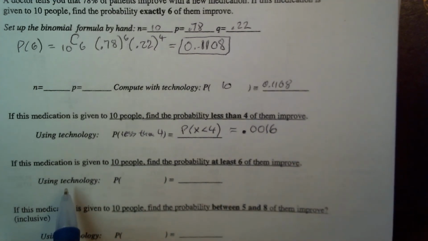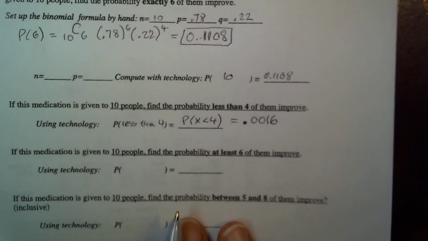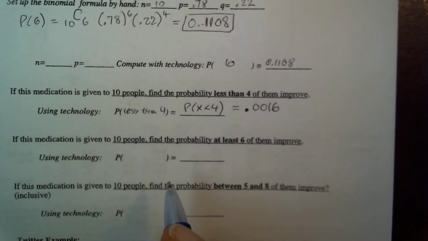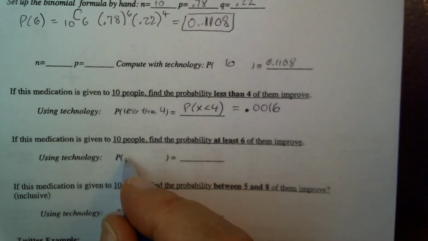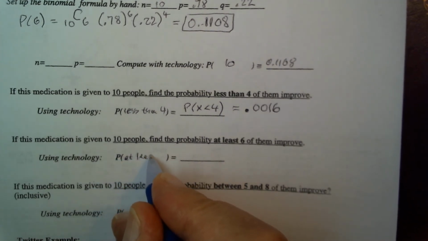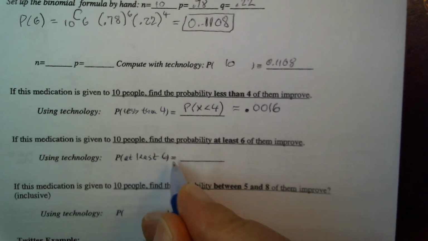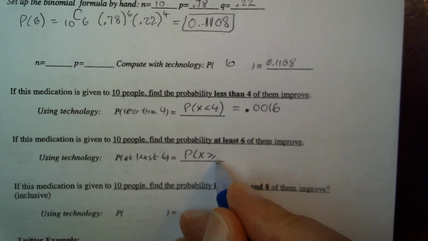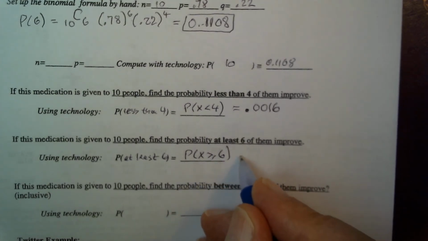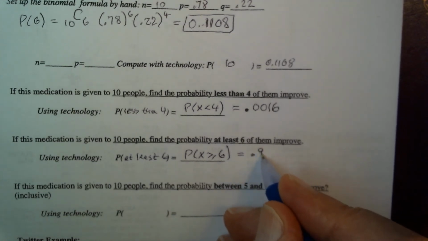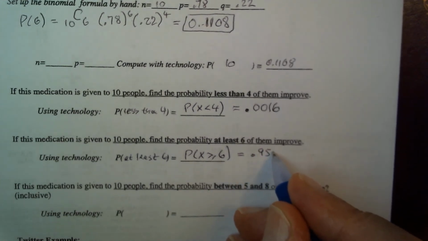And similarly, if the medication is given to 10 people, find the probability at least 6 of them improve. So at least 6, P of at least 6. So it would be P of x greater than or equal to 6. And again, using technology, that turns out to be 0.9521.